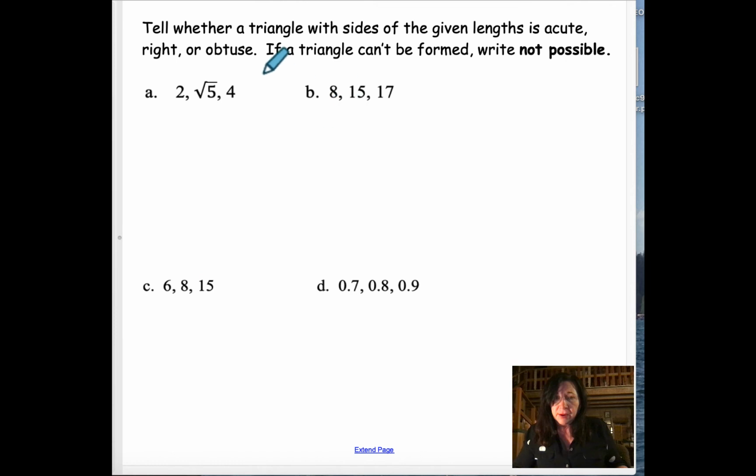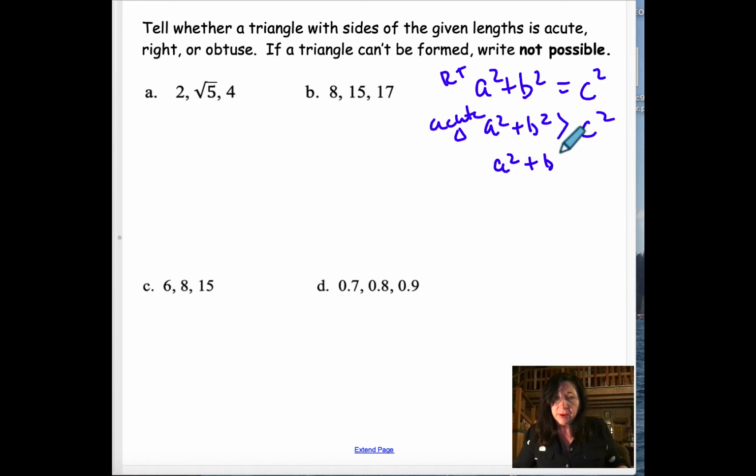For this problem, you have to tell whether the triangle is acute, right, or obtuse. We have been doing these problems, so make sure you know how to do this. To review again: if a squared plus b squared equals c squared, the triangle is a right triangle. If a squared plus b squared is greater than c squared, it is acute. And if a squared plus b squared is less than c squared, it is obtuse. That's what we're looking for.